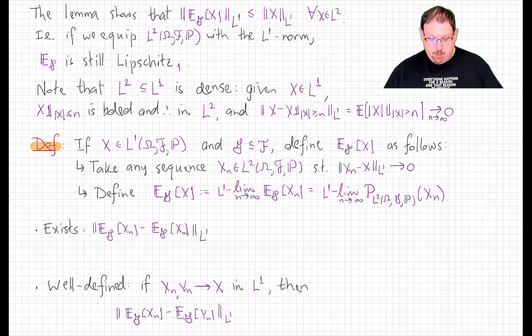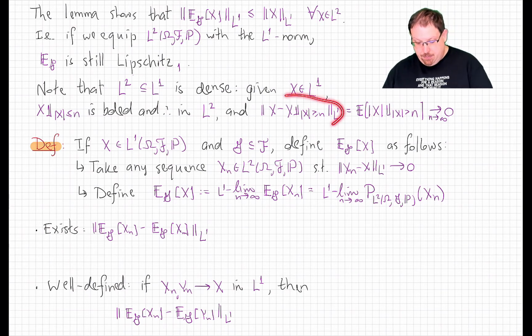Now, L2 of a probability space is dense in L1. That's because we can approximate any L1 random variable by L2 random variables. In fact, we can approximate them by bounded random variables, which are in both L1, L2, and LP for every p, because we're working in a probability space. I can just do a cutoff, X times the indicator that its absolute value is less than or equal to n, that's bounded and in L2.